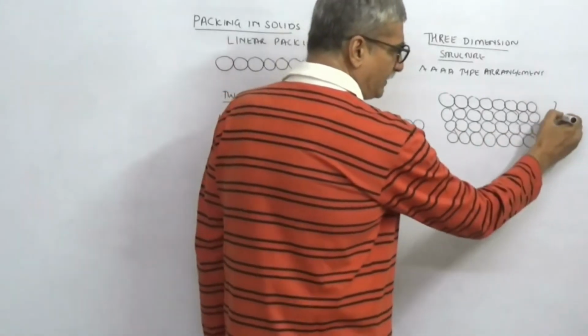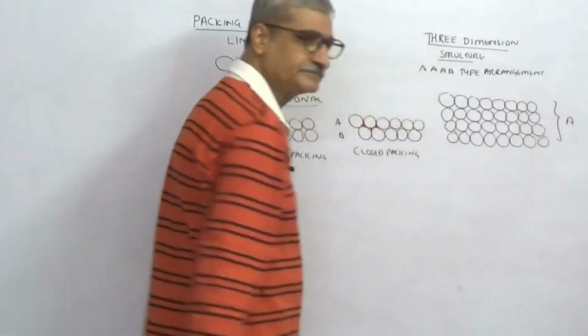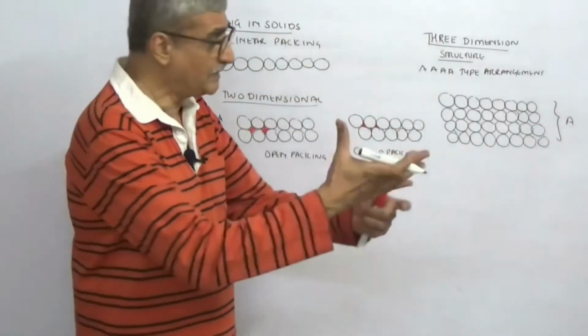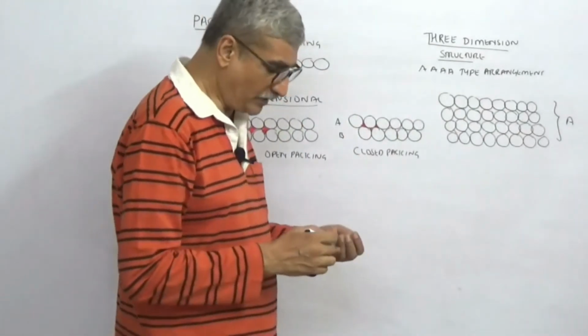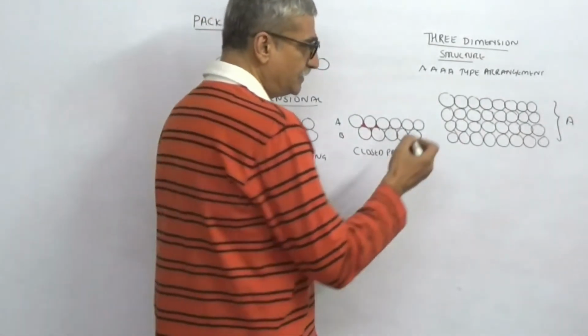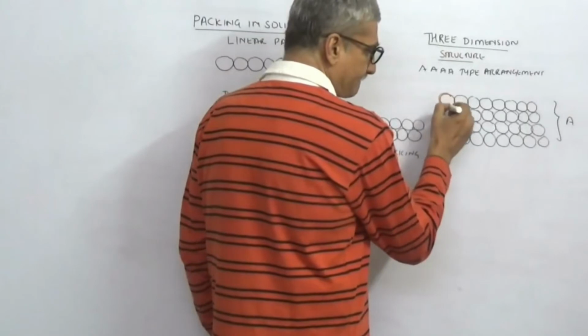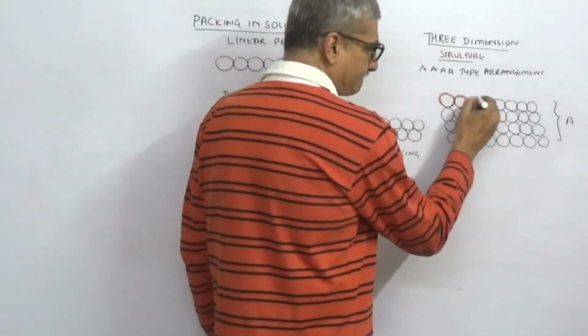So this whole thing will now be called A. We place one more layer on that. That's how it becomes three-dimensional. So when I place one more layer on that, again A. Just imagine.